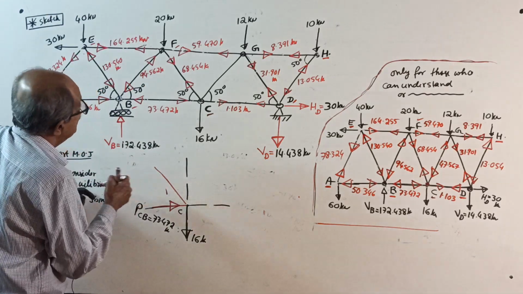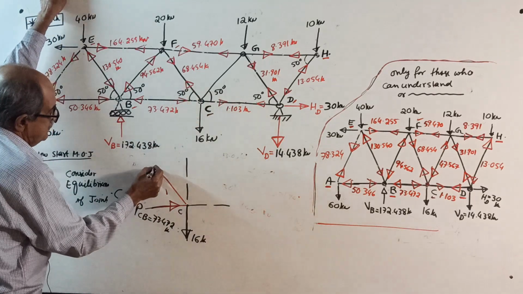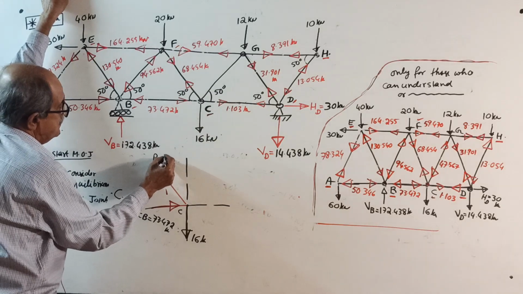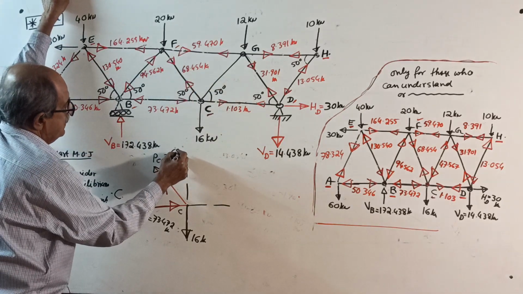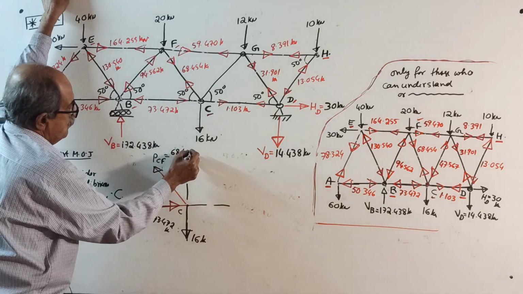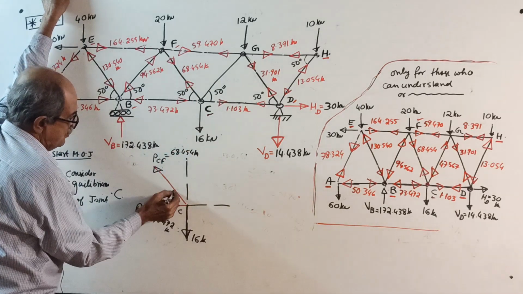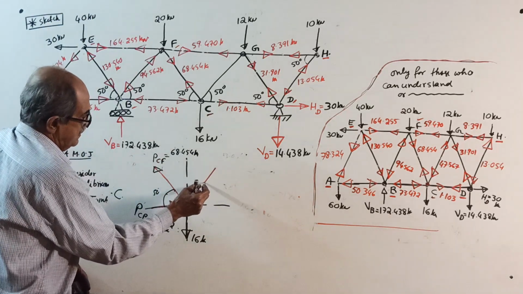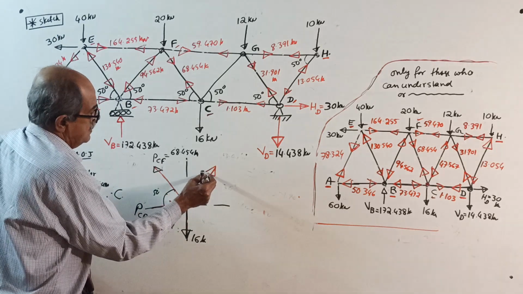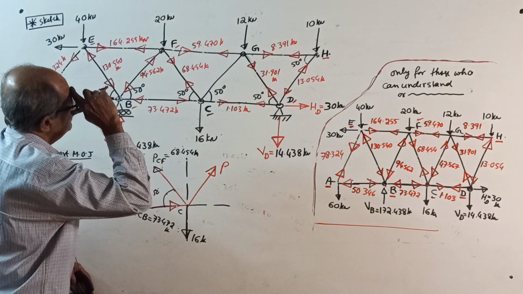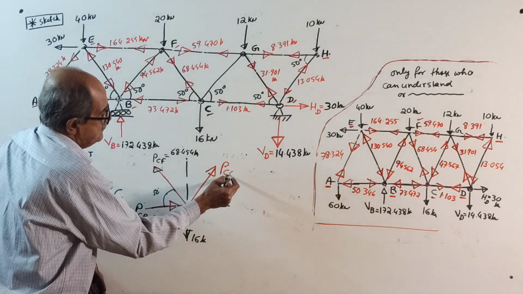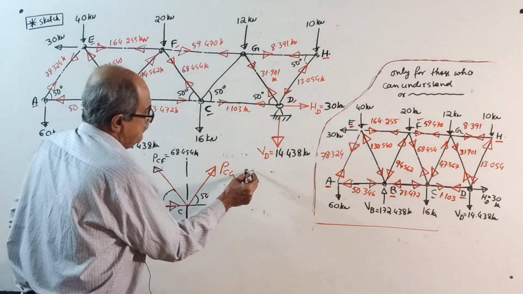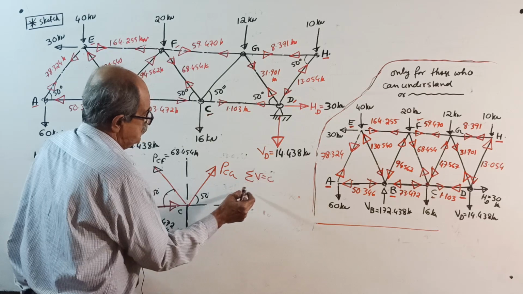Then one more member force is here, this way, that is going away. P for CF equal to 68.454 kilonewton. This is at 50 degrees. Then only one unknown is there this way. I will take this way, PCG. CG at 50 degrees. Make sigma V equal to 0. You will get PCG.